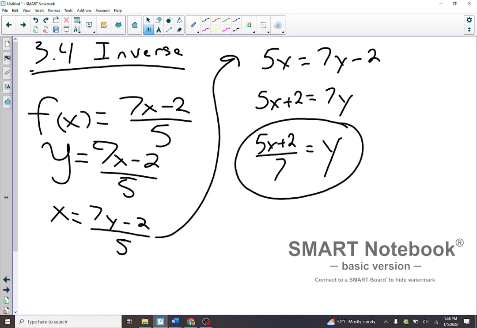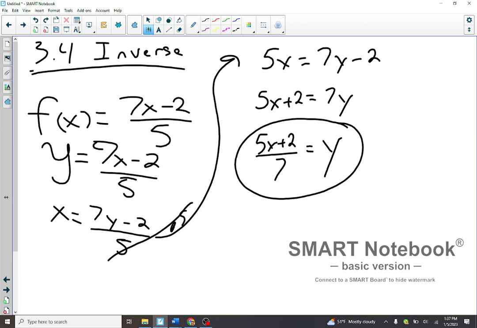Say that one more time. If you multiply it by both sides, then 2 becomes 10? No, because this 5 here gets completely canceled out by the 5 here. So this cancels out and doesn't touch anything on the top. The reason I multiplied it by 5 was to get rid of that 5, so it perfectly works out like that. So your answer is (5x plus 2) over 7. That's your inverse.